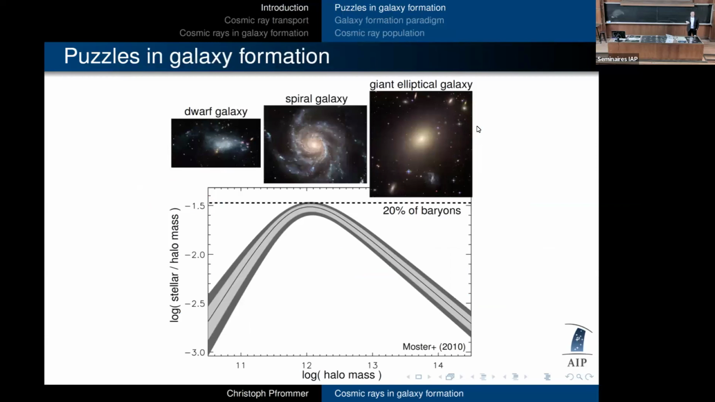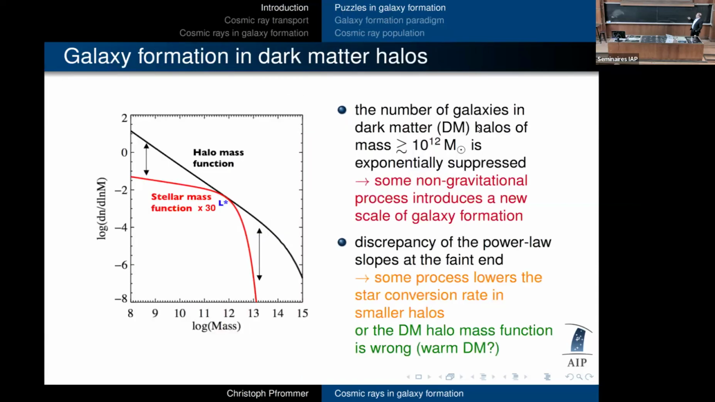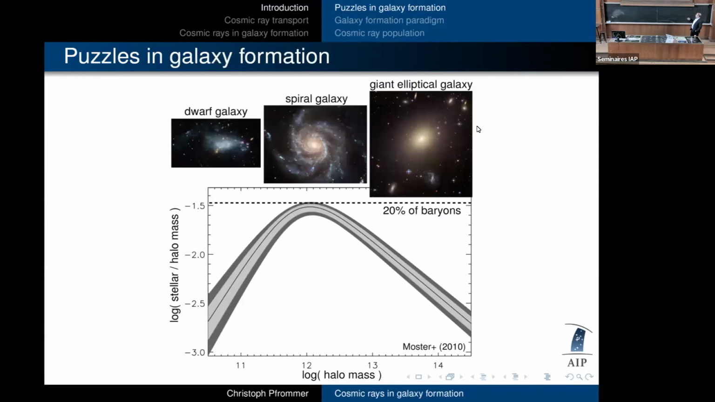Let me restate this problem by showing the stellar to halo mass. So you now take the red curve and divide this by the black curve as a function of halo mass. And this is the star conversion efficiency. So filling gas into our dark matter halos, you ask what fraction of this gas is able to convert into stars. And at the scale of the Milky Way, 20% of all baryons are converted into stars.